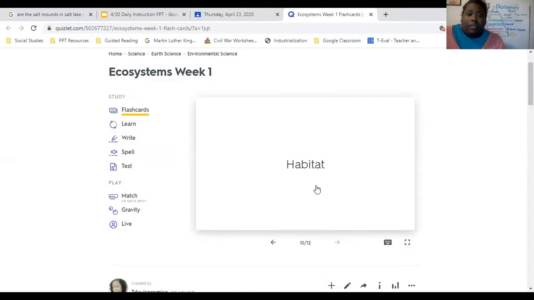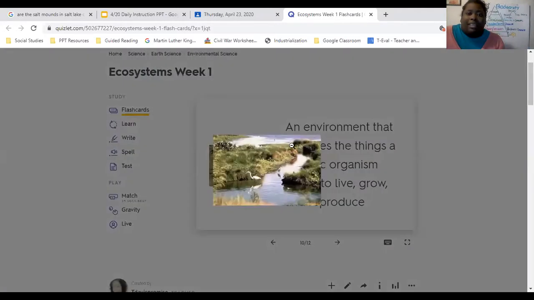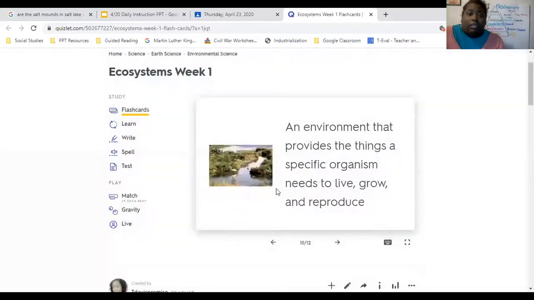A habitat. Habitat is an environment that provides the things a specific organism needs to live, grow, and reproduce. Habitats can be as small as that puddle that I was talking about in the backyard, or it could be as big as swampland. All right.